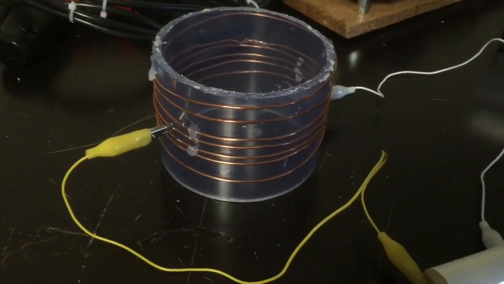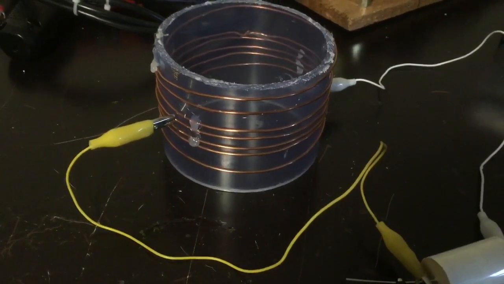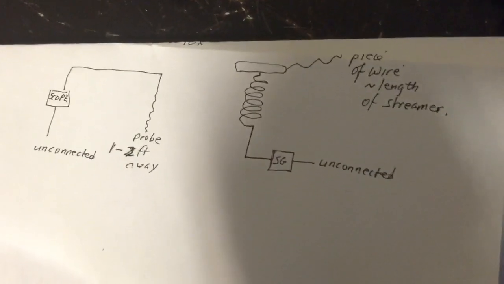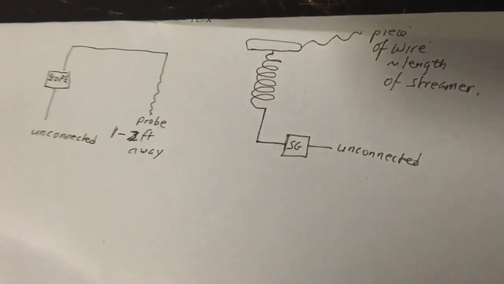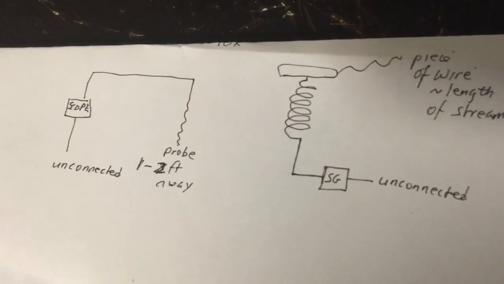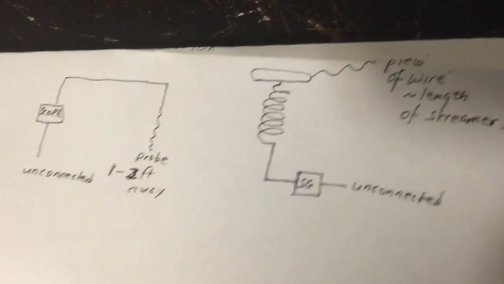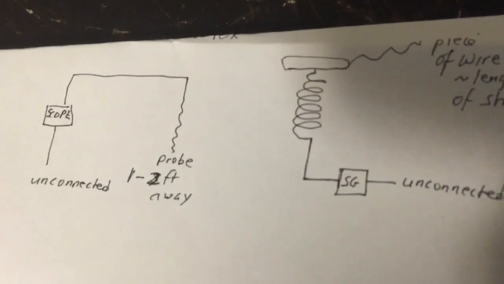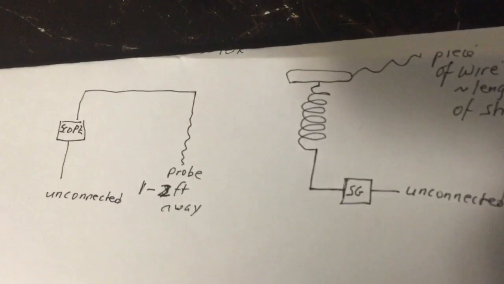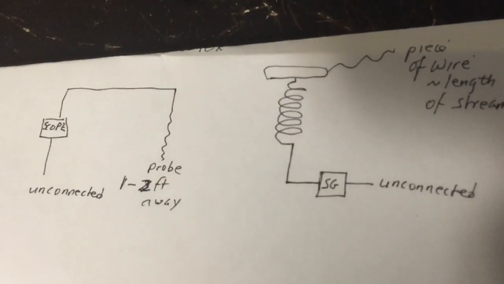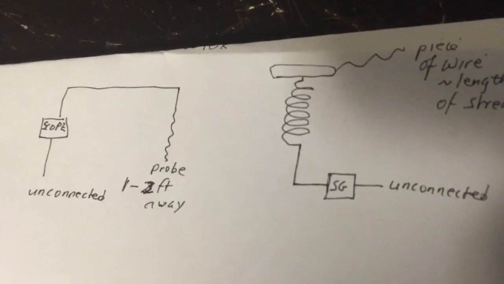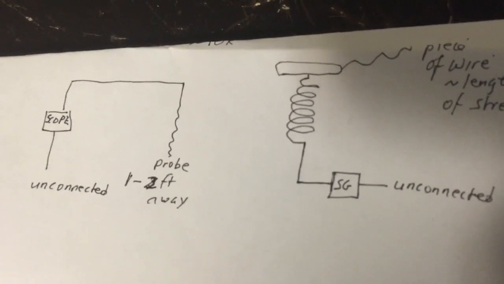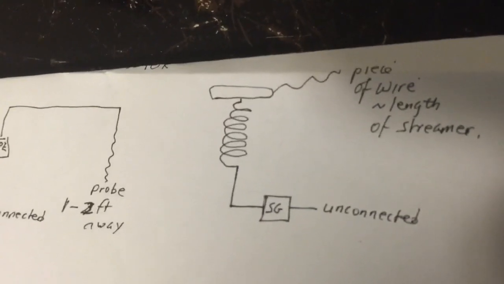So now I'm going to show you how to look at the resonant frequency of the secondary. Okay, now to tuning of the secondary. This is a little bit of a different setup. You have your scope, as you can see there, and one end of the scope is unconnected, just leave it dangling in the air. The other end of the scope you can connect to a piece of metal wire to use as a probe, and that can be 1 to 2 feet away from your secondary coil.